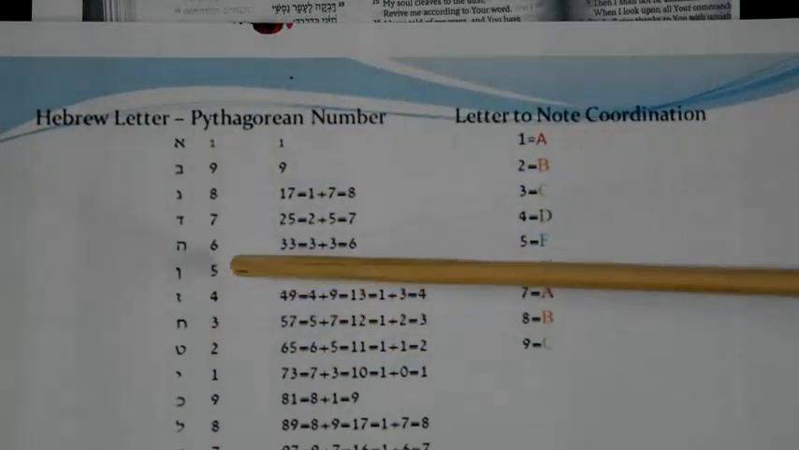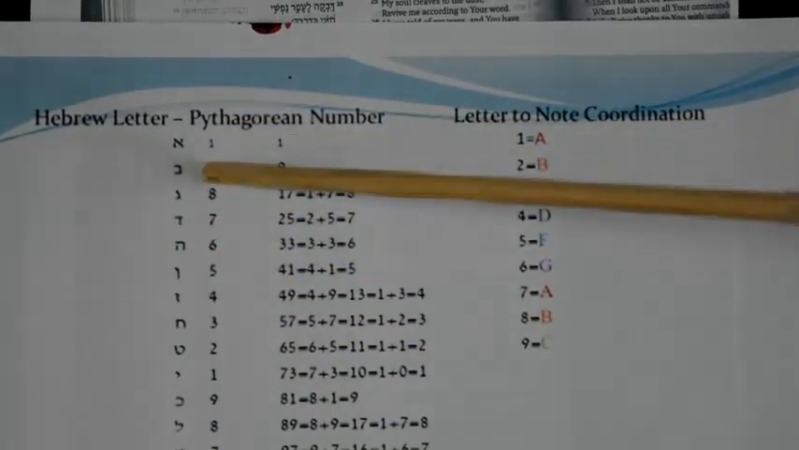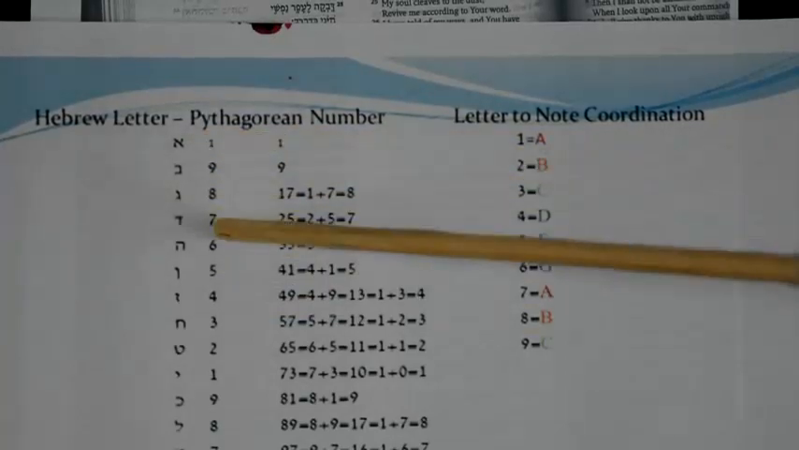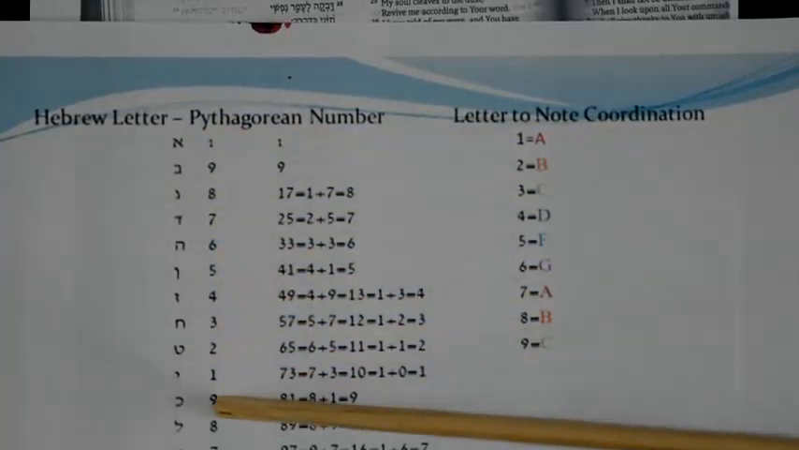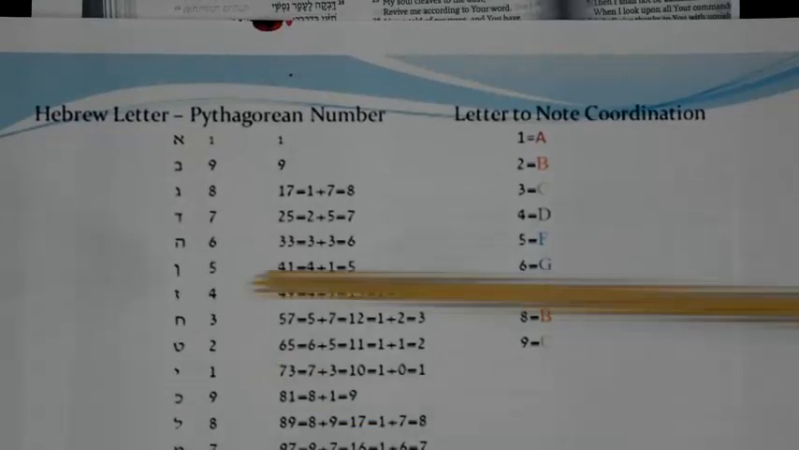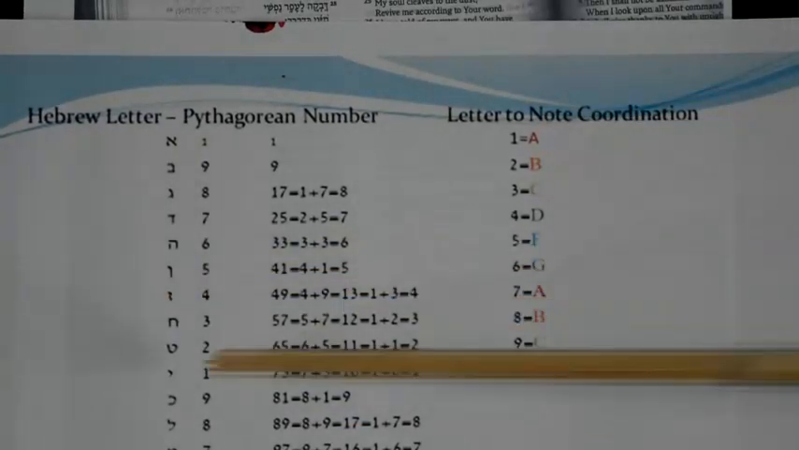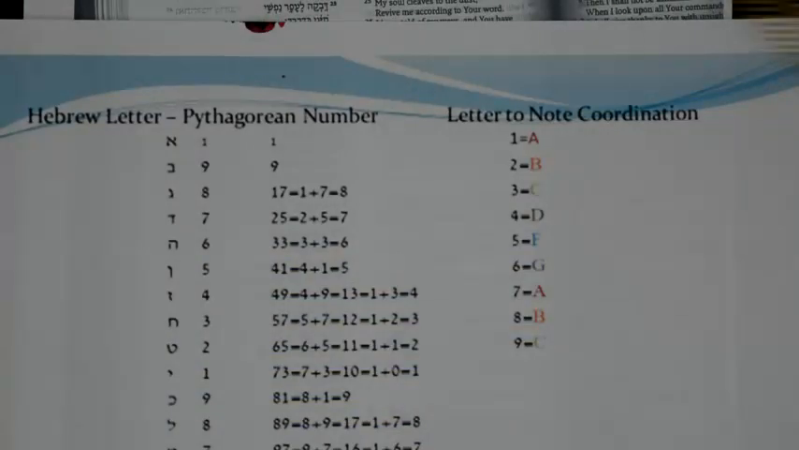So you can see how each of the Pythagorean numbers 1, 9, 8, 7, 6, 5, 4, 3, 2, 1, 9, 8, 7, 6, 5, 4, 3, 2, 1, 9, 8, 7. And so those notes are going to repeat as well based on those numbers. So that's how this chart works out.